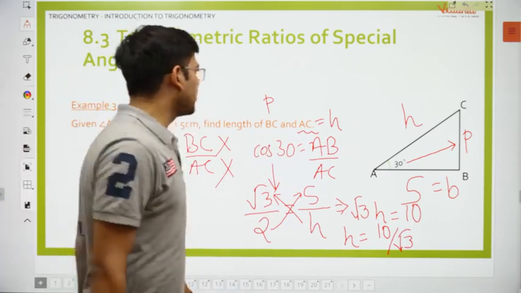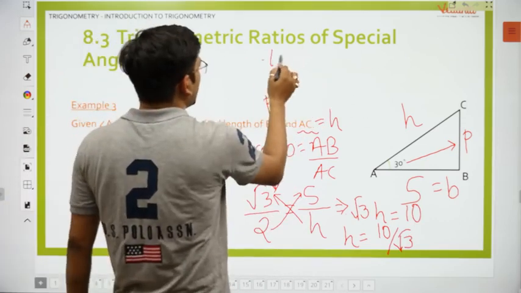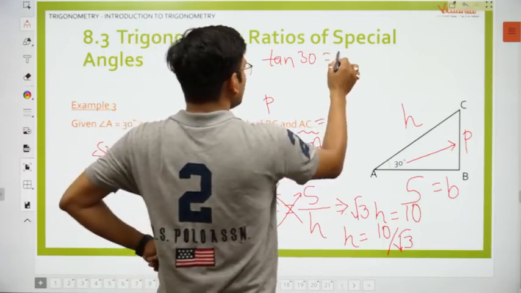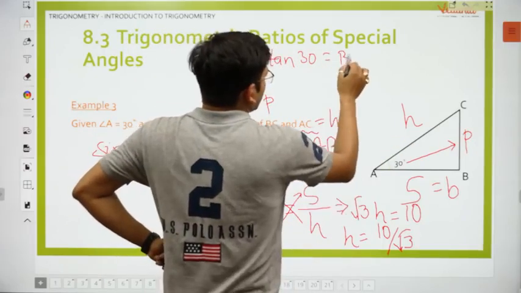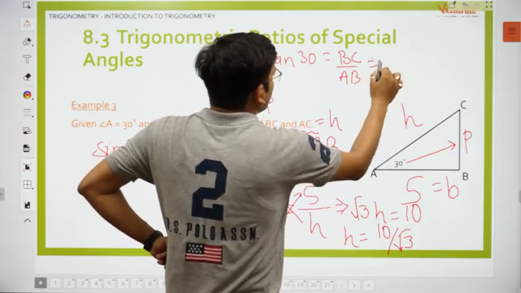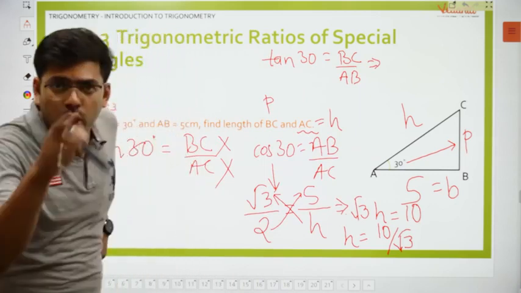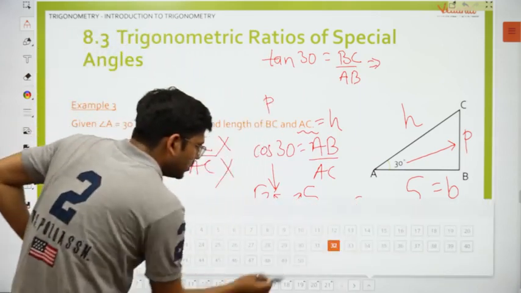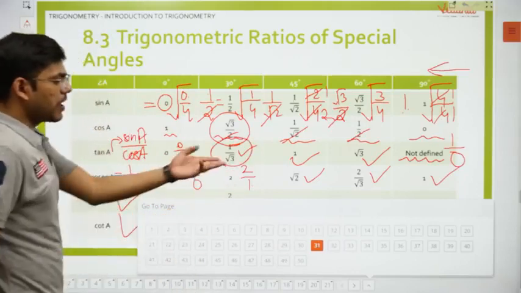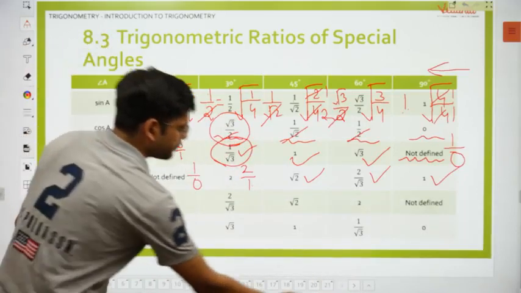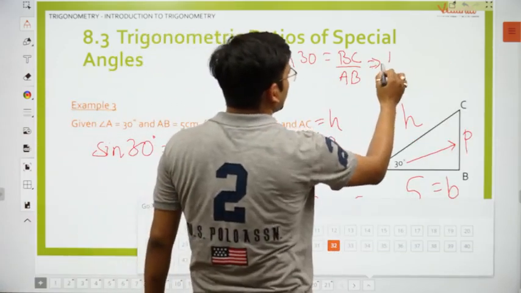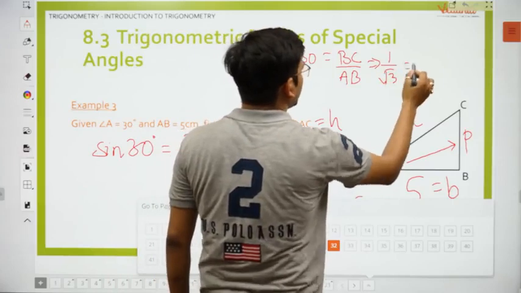And similarly you can get the perpendicular also. I'll show you how. Put tan 30. Tan is perpendicular upon base AB. Do you remember the value of tan? If you don't remember, I'll show you again. See, tan 30 is very easy, 1 by root 3. For tan 30 being 1 by root 3, it will become 1 by root 3 is equal to BC upon AB.